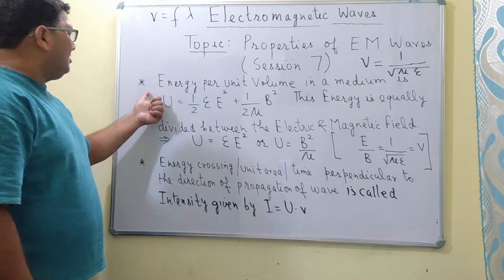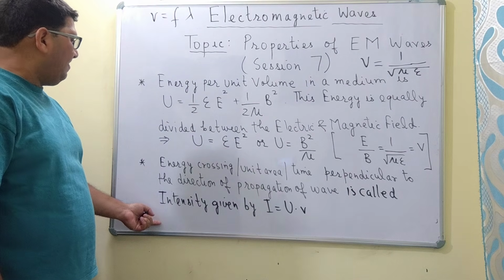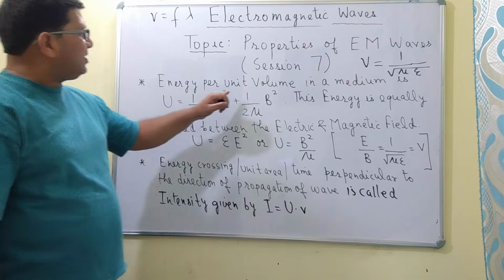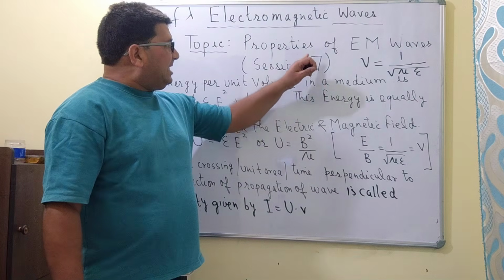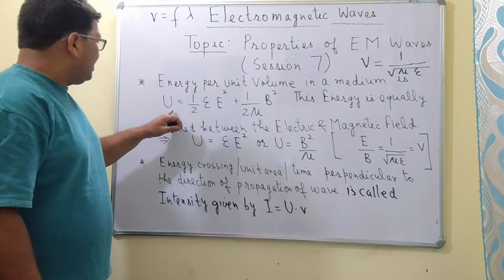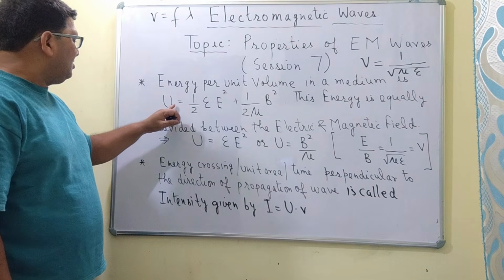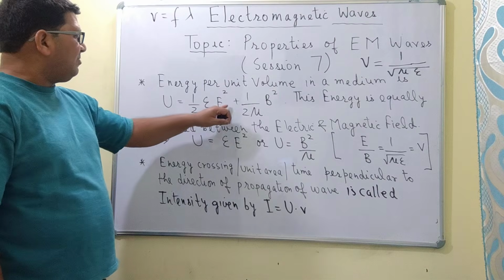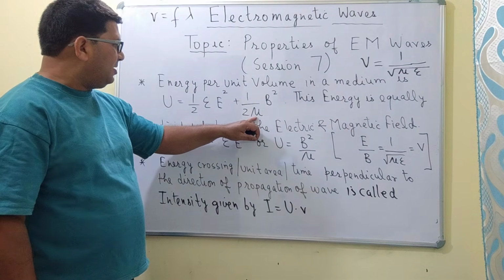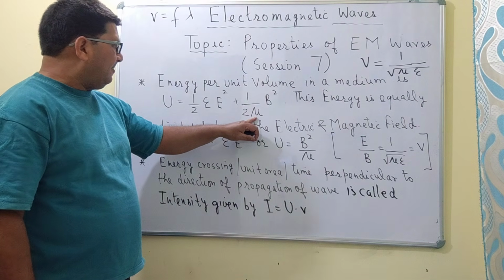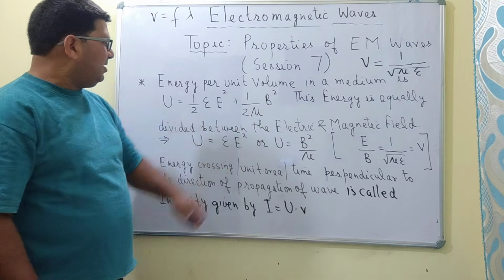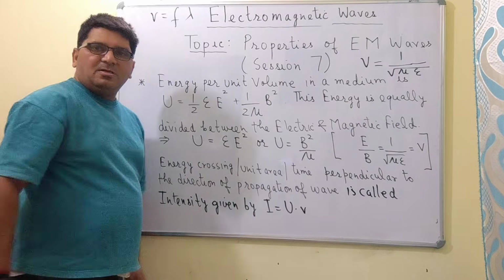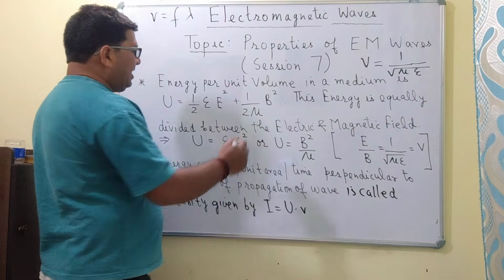Now today I will be taking two more properties of electromagnetic waves. The first one is that the energy per unit volume of the electromagnetic wave in any medium is given by this equation: the energy per unit volume in a medium is equal to 1/2 ε E² plus 1/2 μ B². Here ε is the permittivity of a medium and μ is the permeability of a medium.